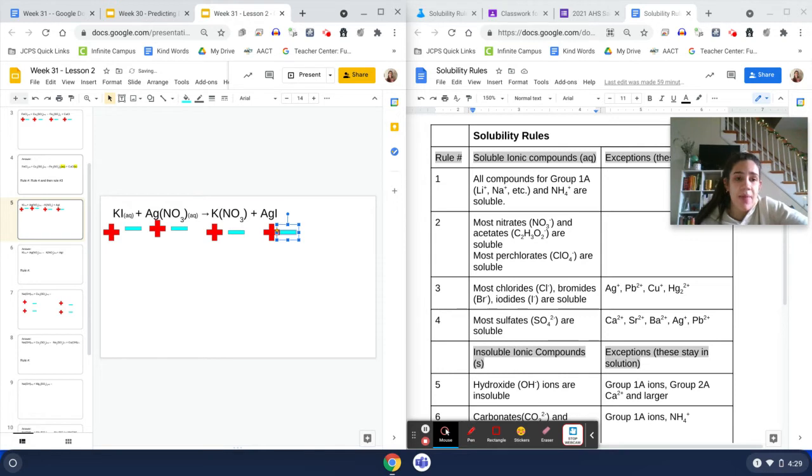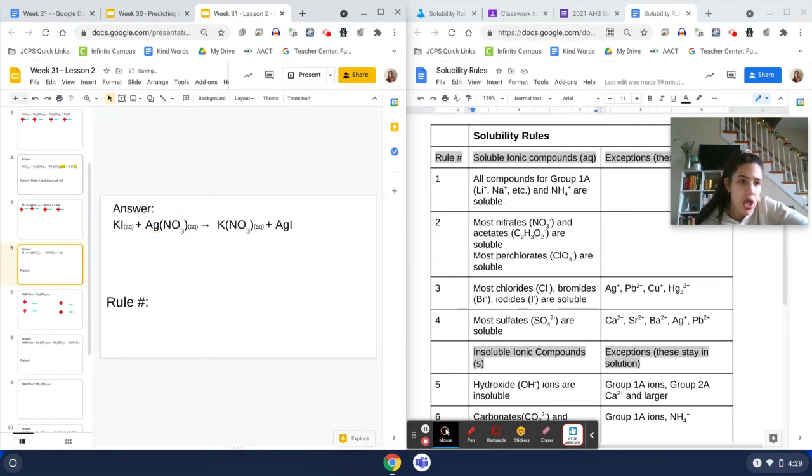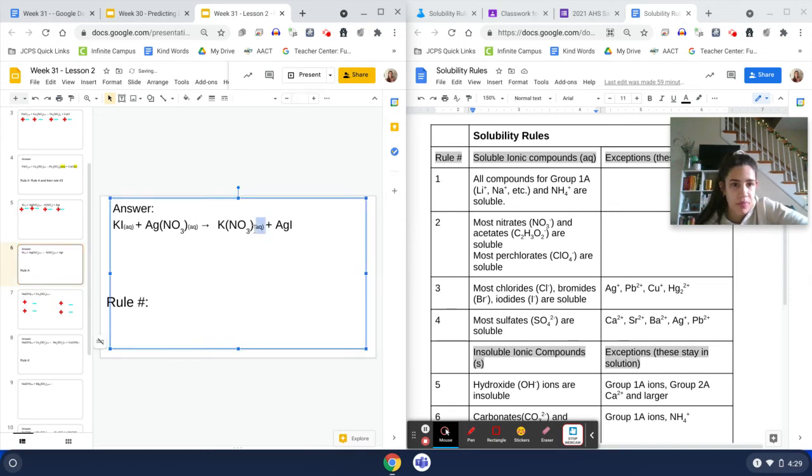In slide number 6, we see that it's already laid out for us. I have accidentally already told you the state of matter of potassium nitrate, which is okay. We can see that because it is in rule number 1 and in rule number 2. Both group 1A and nitrates are almost always soluble.